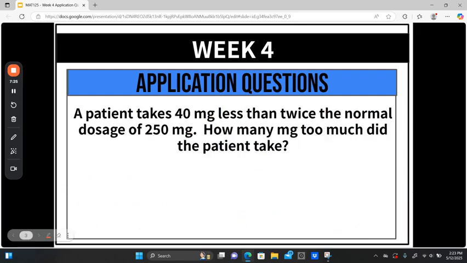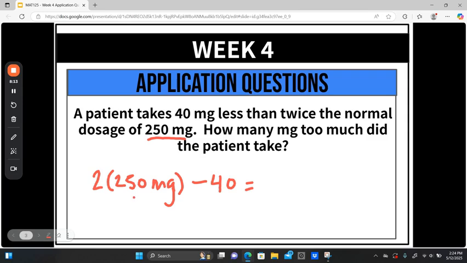All right. Let's look at the last question here. A patient takes 40 milligrams less than twice the normal dosage of 250 milligrams. How many milligrams too much did the patient take? So we know that the normal dosage that they should receive is 250 milligrams. So let's start there. So it says they took 40 milligrams less than twice the normal dosage. So twice the normal dosage we would write as 2 times 250 milligrams. And they took 40 less than that.